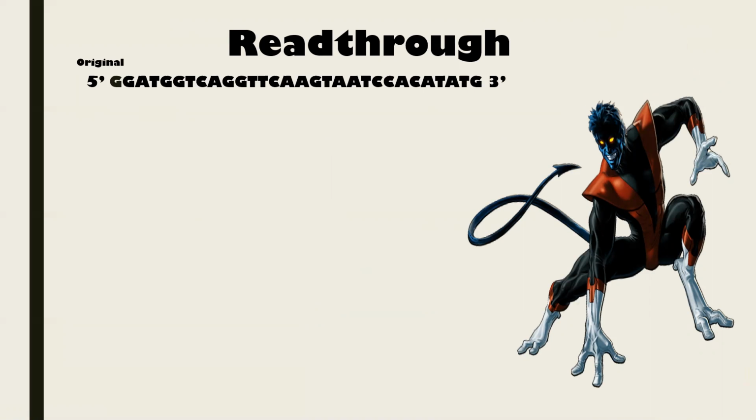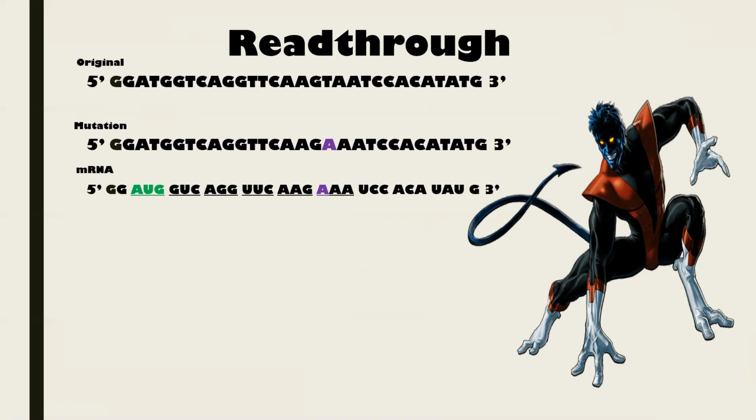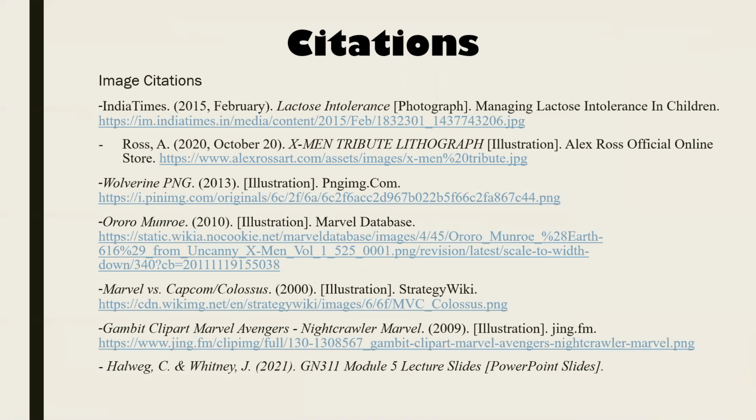And Nightcrawler, he gets his powers from a read-through point mutation, which changes what was once a stop codon to a regular protein. And we can do so by changing what was once a T in the original to an A. So instead of UAA, stop codon, we get AAA. And that results in a very long polypeptide chain. And this is, of course, transversion as we change the T to an A.